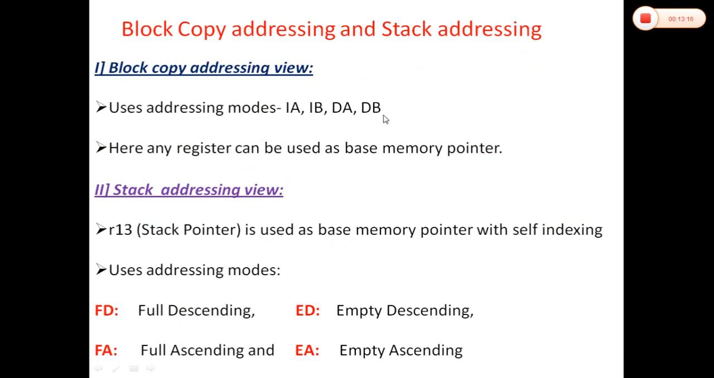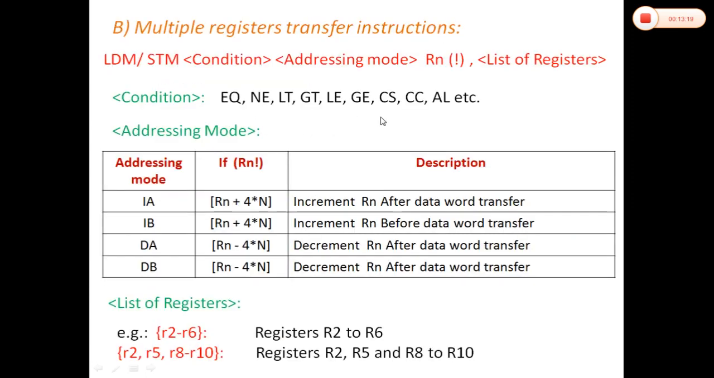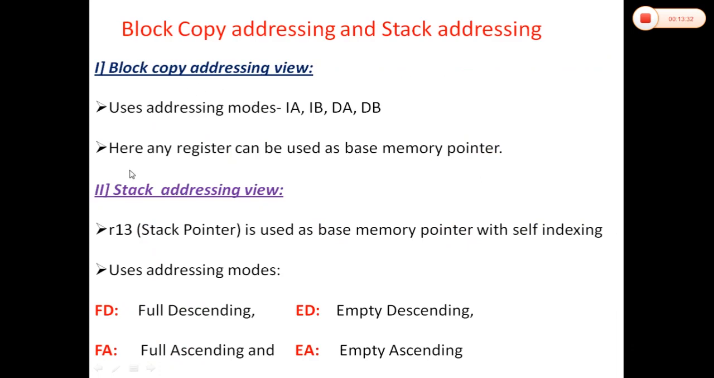There are 4 addressing modes, and here what you can see is that the address register can be any one register from the register bank. Okay, it can work as the memory pointer. So that is the block copy addressing view.